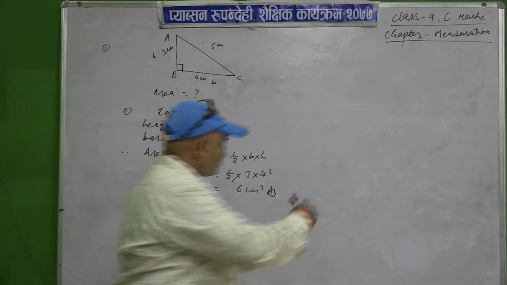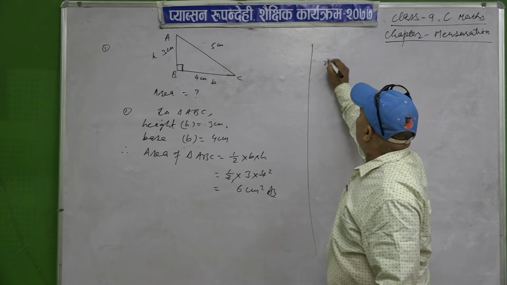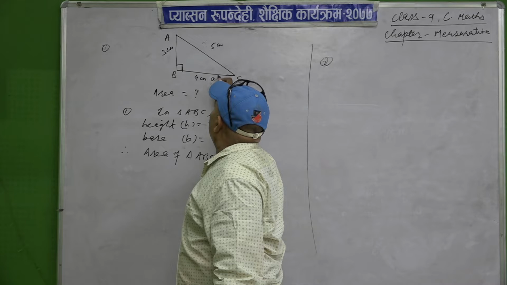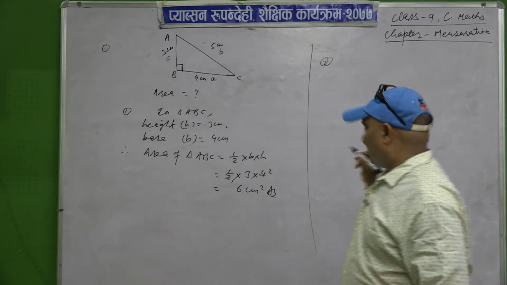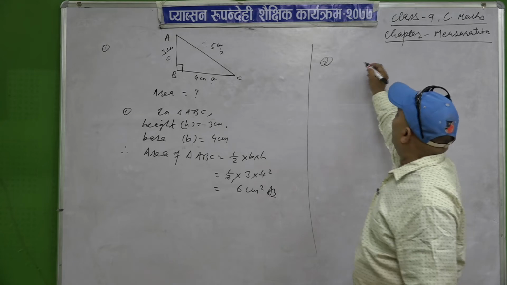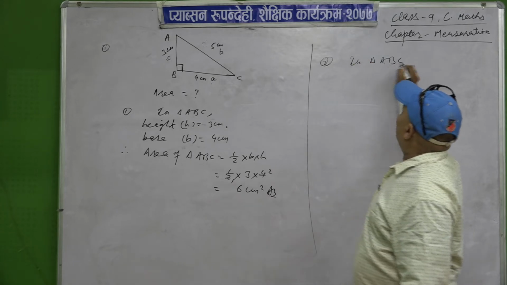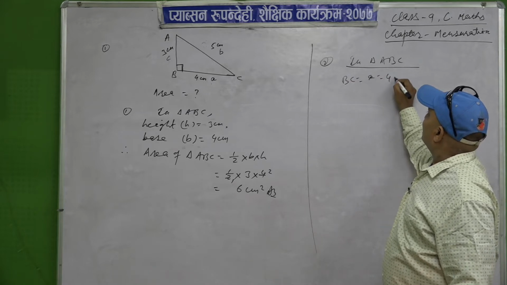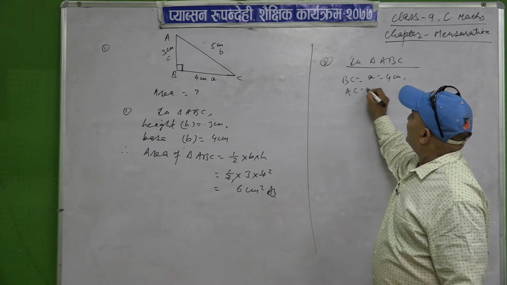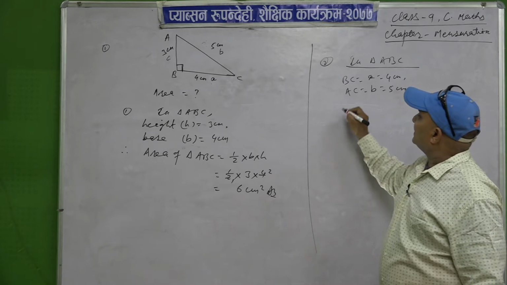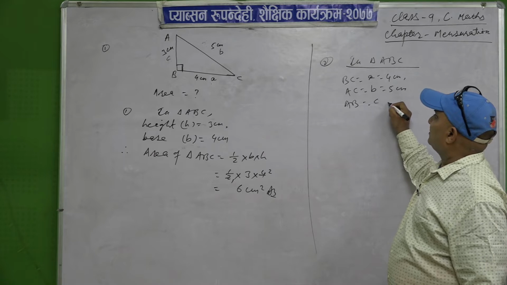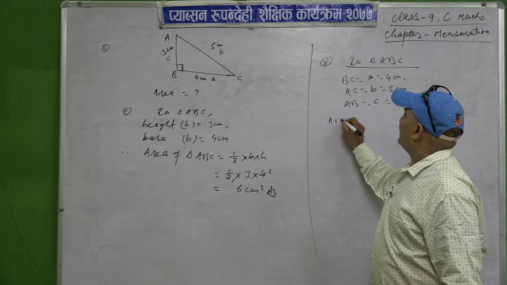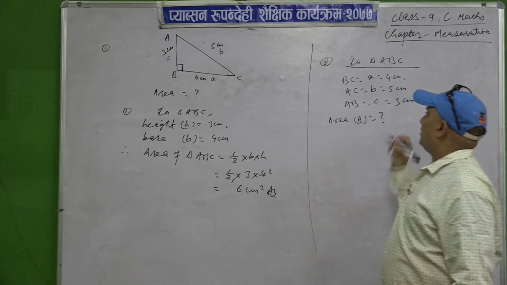And by using the second formula, this is A, this is B and this is C. In triangle ABC, BC is equal to A is equal to 4 centimeter, AC is equal to B is equal to 5 centimeter, AB is equal to C is equal to 3 centimeter. Now we have to find out the area.